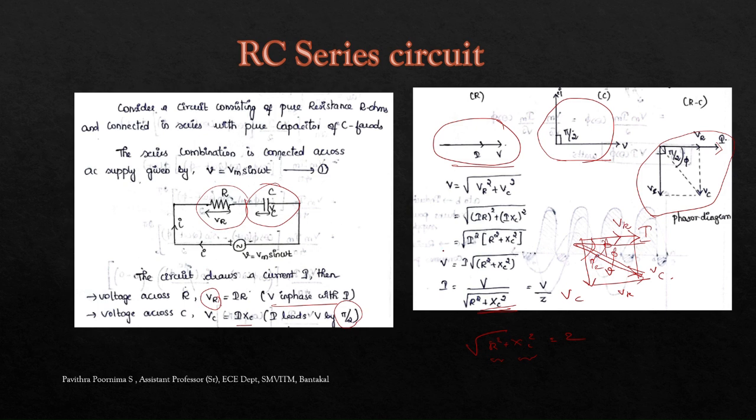What about V? V is Vm sin omega t according to the first equation. And what about I? If you consider a resistor, both I and V are in phase. But if you consider a capacitor, current leads voltage by pi by 2. Here it leads the voltage by some angle phi. So the I equation is Im sin(omega t plus phi). The waveform for this RC series combination shows the current leading the voltage by some angle phi.